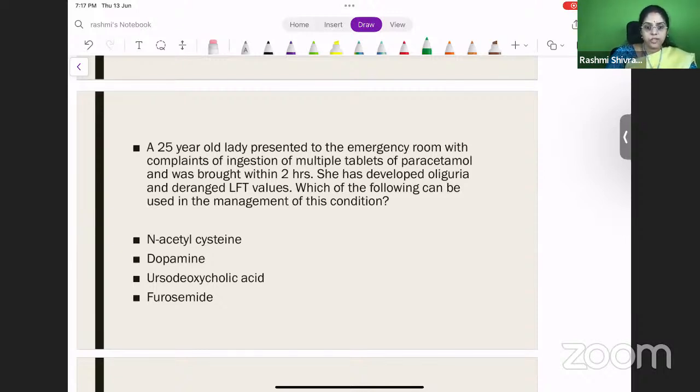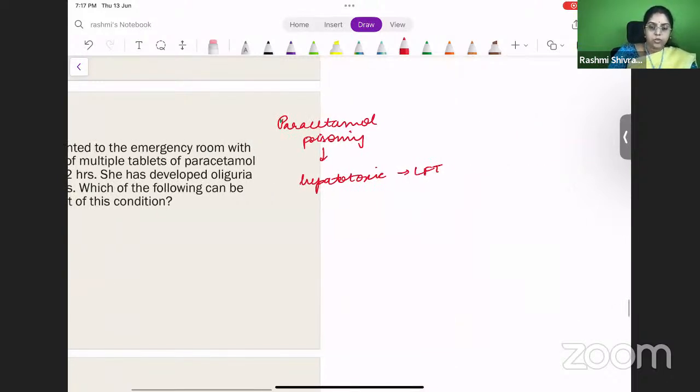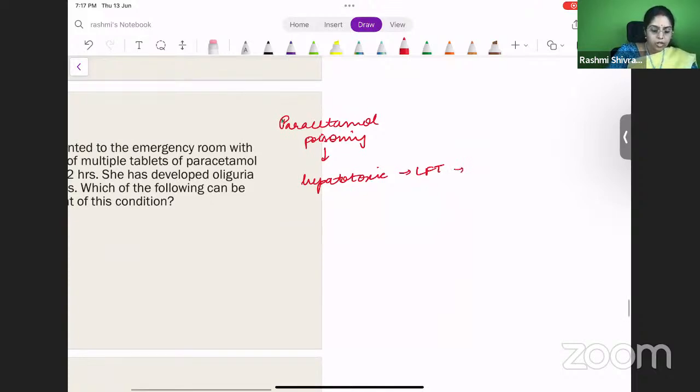So, first few points that we already know about paracetamol poisoning. We know that it is hepatotoxic, so obviously the LFT will be deranged. In the LFT, bilirubin will be less, but the enzymes are elevated. This is one characteristic thing that you must remember.